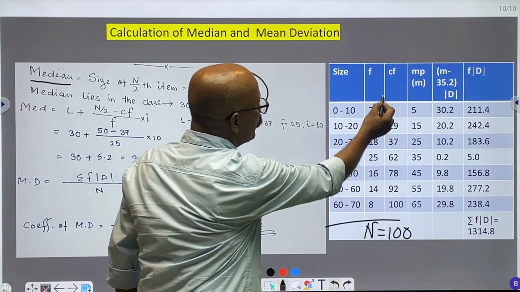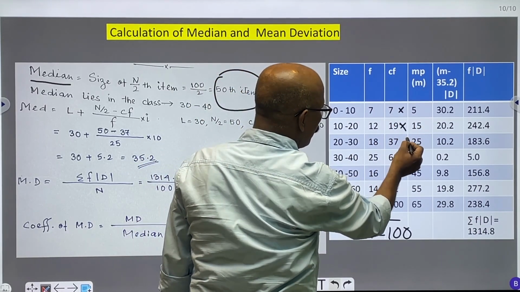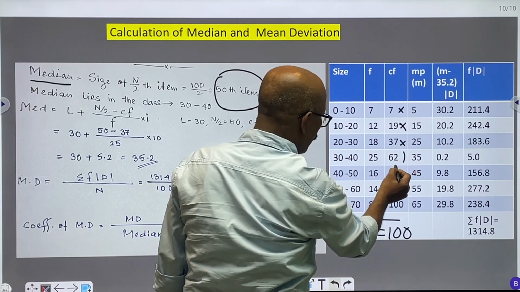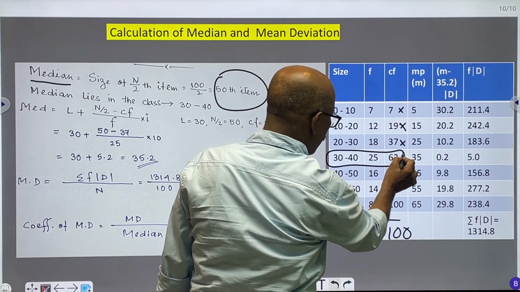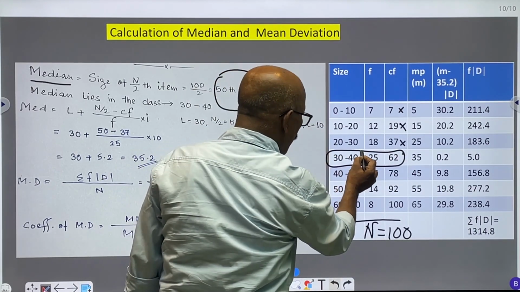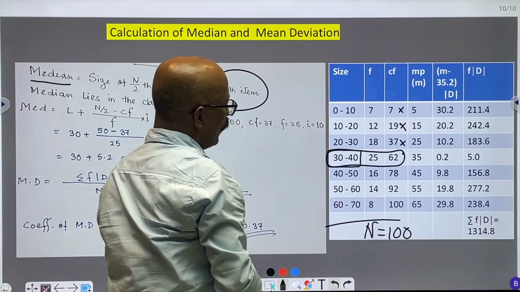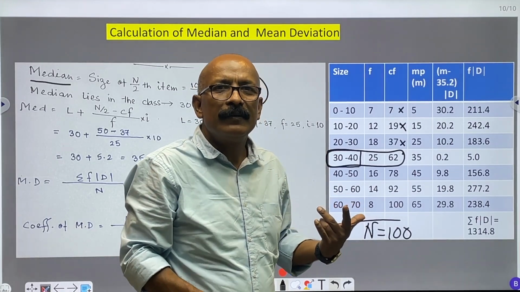Just come along with this cumulative frequency. Here there is no 50. Here there is no 50 because 37 is less than 50. Yes, this is the class. Here 50 is included. So this will be the median class.